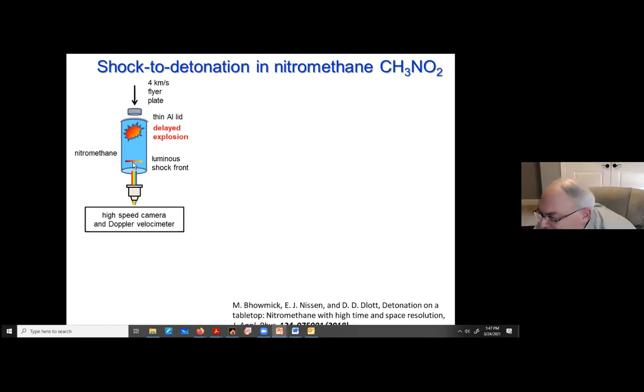But the nitromethane kinetics are such that it doesn't really start to explode for 2 or 3 nanoseconds after the shock goes in. In other words, there's a bunch of dark reactions that happen before the heat is released. So what you get is a luminous shock front, and then a few nanoseconds behind it, a delayed explosion. The delayed explosion launches another shock. This second shock is going through pre-compressed nitromethane, where it's really dense, so it's going really fast.